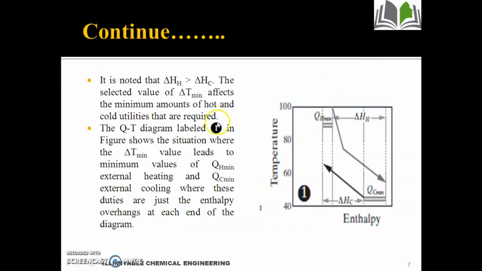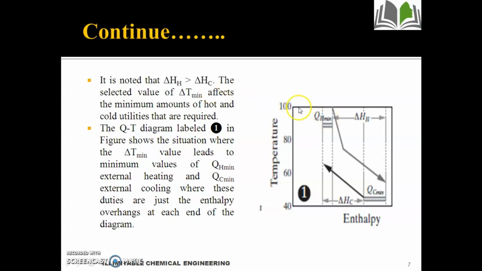So first, it is noted that when delta Hh is very much greater than delta Hc, that we can show in the label 1 diagram. So the selected value of the delta T minimum affects the minimum amounts of hot and cold utilities that are required. Means the horizontal distance, we in the composite curve method में हमने देखा है कि दोनों कर्व के बीच में जो हॉरिजॉन्टल मिनिमम डिस्टेंस होता है वो हम एज अ हॉट यूटिलिटी एंड कोल्ड यूटिलिटी refer करते हैं, right? So here the horizontal distance is only this.